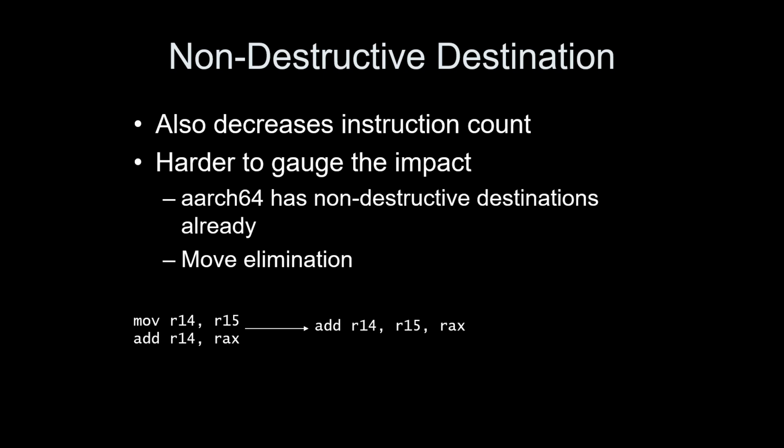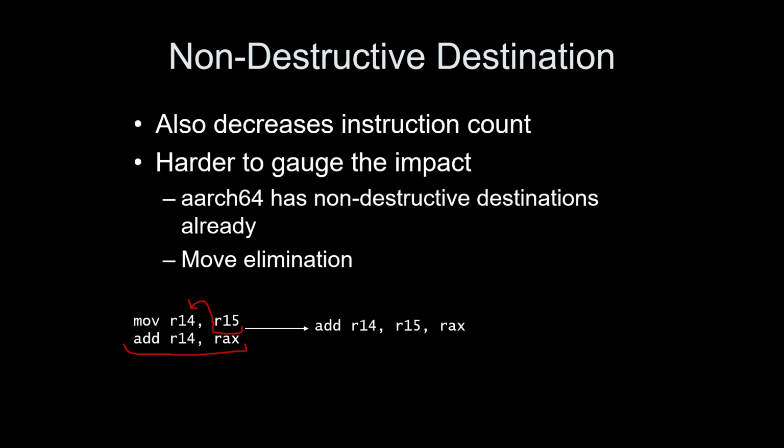And that's because, let's say you do not have this feature of a non-destructive destination. Let's say I have a value in R15 that I want to add to another value, but I want to preserve it. So I'm going to simply copy R15 to another register, move the value to another register, and then add it. That's equivalent to doing a non-destructive 3-operand add. So at first this is like an extra instruction, right?